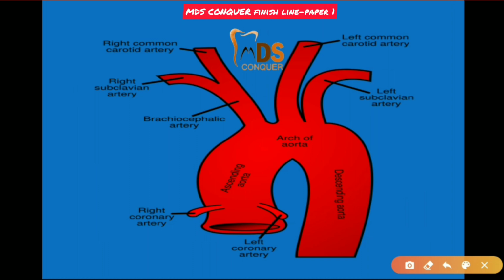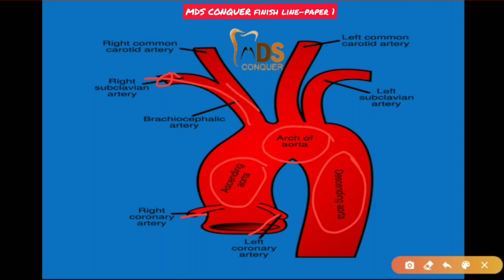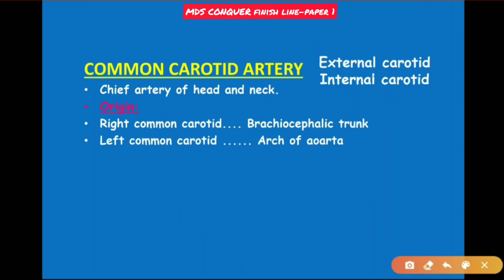So this picture shows all these things: the ascending aorta and the arch of the aorta. You can see here the left coronary artery and right coronary artery, brachiocephalic trunk, right subclavian artery, right common carotid artery, left common carotid artery, and left subclavian artery. The common carotid artery has two branches, the external carotid artery and the internal carotid artery. The right common carotid originates from the brachiocephalic trunk, whereas the left common carotid artery originates from the arch of the aorta.